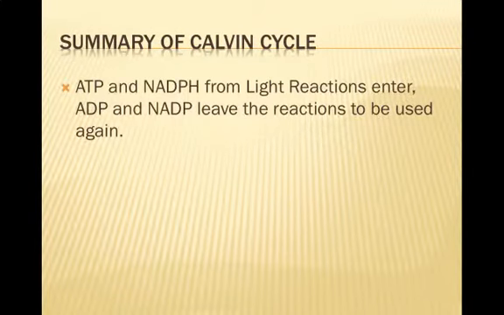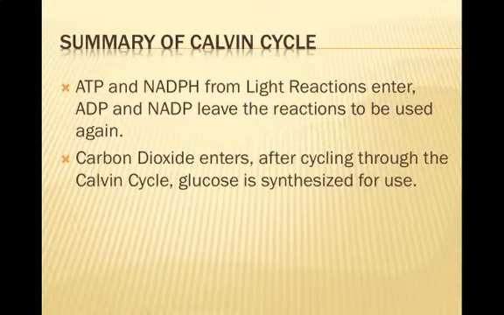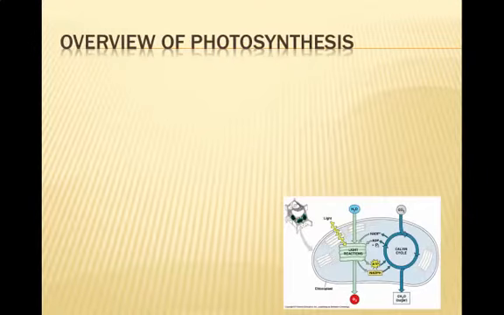So, summary of the Calvin cycle. ATP and NADPH from the light reactions enter. ADP and NADP leave the reactions to be used again. Carbon dioxide enters after cycling through the Calvin cycle. Glucose is synthesized for use.